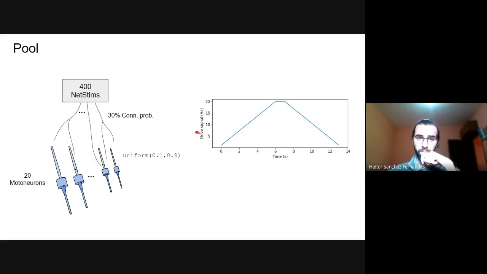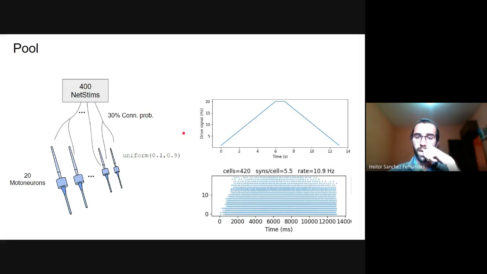And well, every net stim had an increasing firing rate. So I call this the drive signal from these net stims. And here I have the spikes from these 20 motor neurons. And here an interesting thing that we can see is that as they are different from each other, they have different excitability. And we can see here the different recruiting of the neurons.